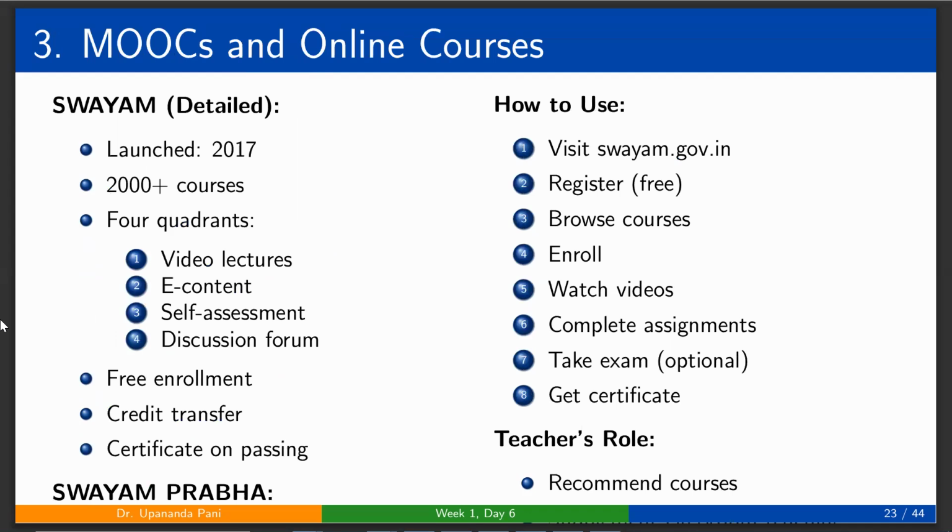MOOCs and online classes, basically SWAYAM. It was launched in 2017. You can find 2000 plus courses. There are 4 quadrants: video lecture, e-content, self-assessment and discussion forum. Pre-enrollment and credit transfer can happen, and you get a certificate on passing. Similarly for Swayamprabha, you can register freely, browse courses, enroll and watch videos, complete assignments, take the exam, and get a certificate. The teacher's role here is to recommend courses.